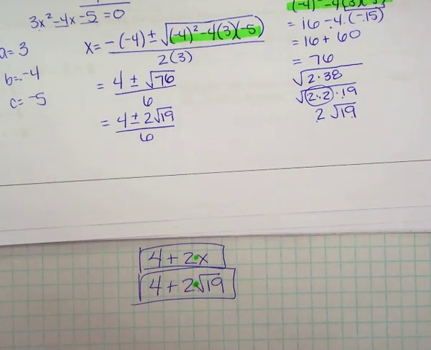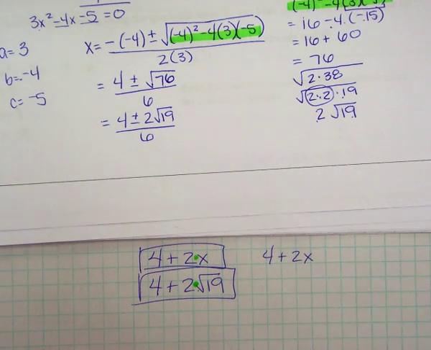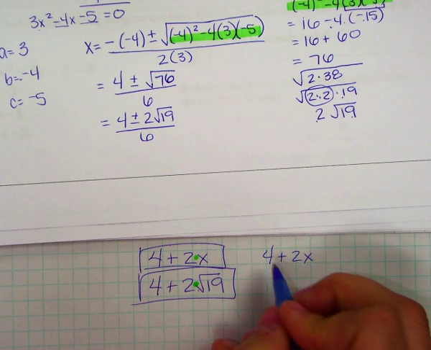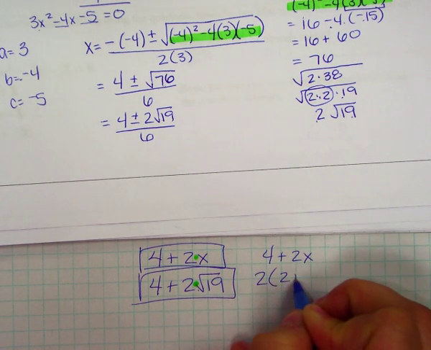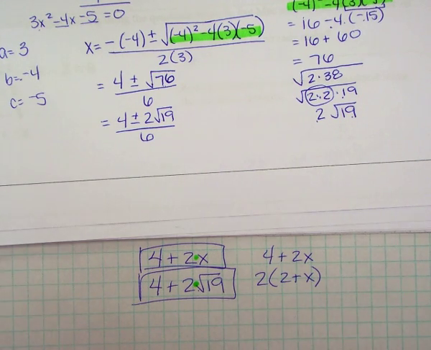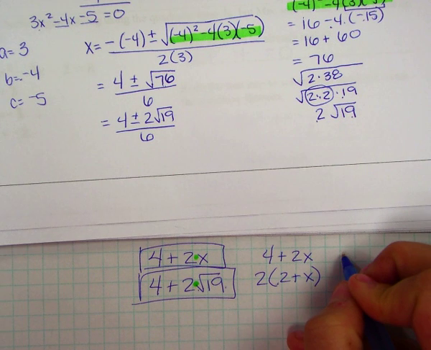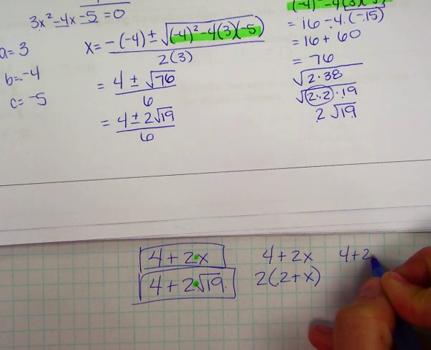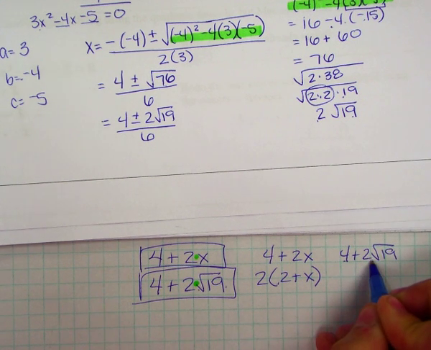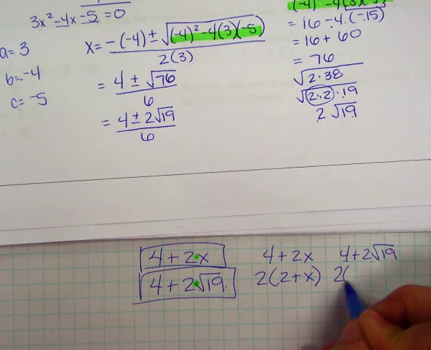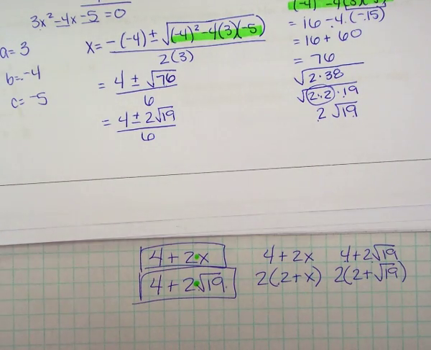The second note I want to add is if I gave you something like 4 plus 2x, they're both divisible by 2, so I could factor that out and rewrite it. The same is true if that was a square root of 19. Since both of these are divisible by 2, I'm going to go ahead and divide out a 2. I'm left with 2 plus square root of 19.